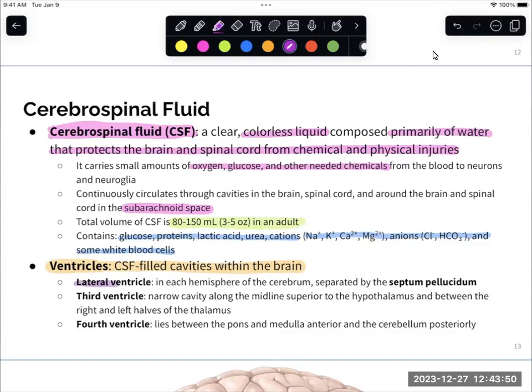So we have 2 lateral ventricles, one in each hemisphere. They have the septum pellucidum between these ventricles. The third ventricle is found superior to the hypothalamus and between the right and the left halves of the thalamus. And then our fourth ventricle is between the pons and the medulla, anterior to the cerebellum.